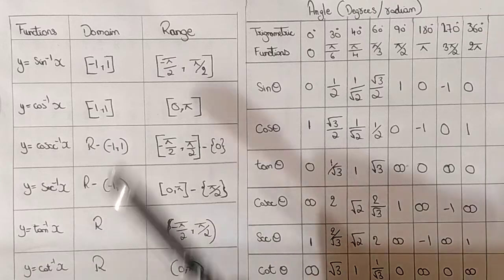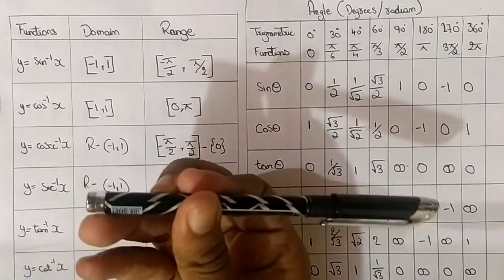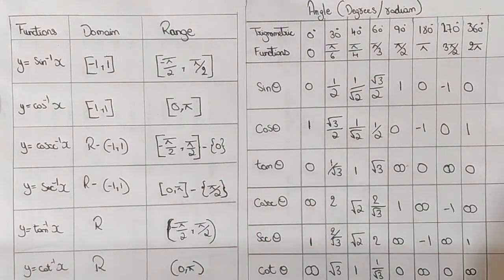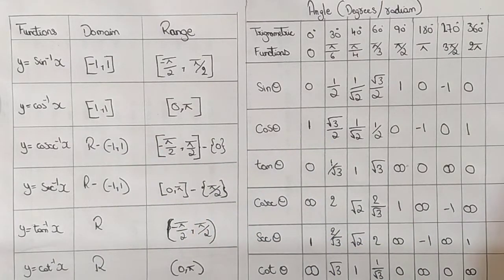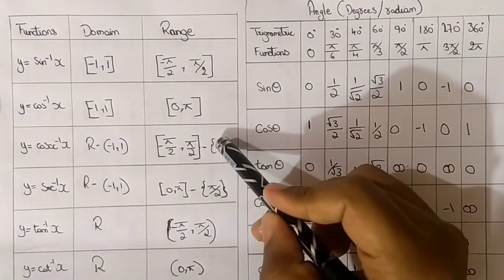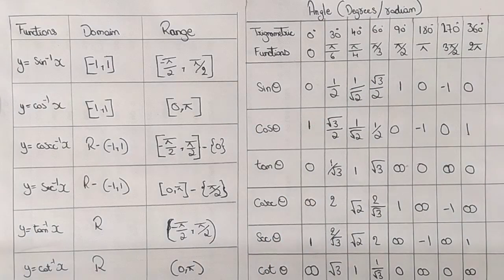Moving on, cos inverse, the domain remains the same and the range is 0 to pi, that's 0 degrees to 180 degrees with closed interval. And cosecant inverse of x has domain real numbers minus the open interval of -1 comma 1. You should remember this is an open interval, and the range includes the closed interval from -pi/2 to pi/2 excluding 0. This is the only term excluded, so we have written it with the curly bracket.